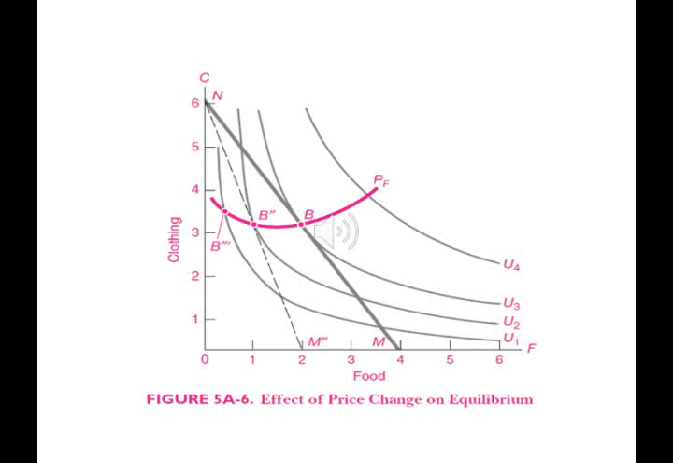So if we connect points B and B double prime, we will have a curve called the price consumption curve, and this curve traces all utility maximizing consumption bundles corresponding to changes in the price of one good.